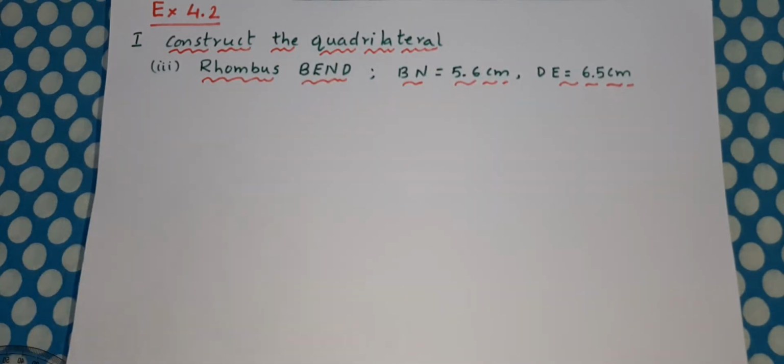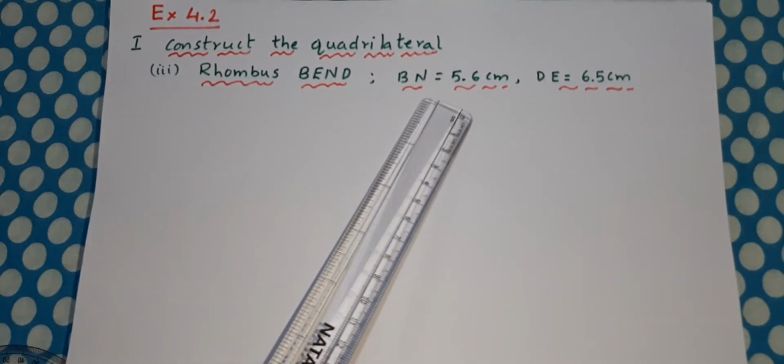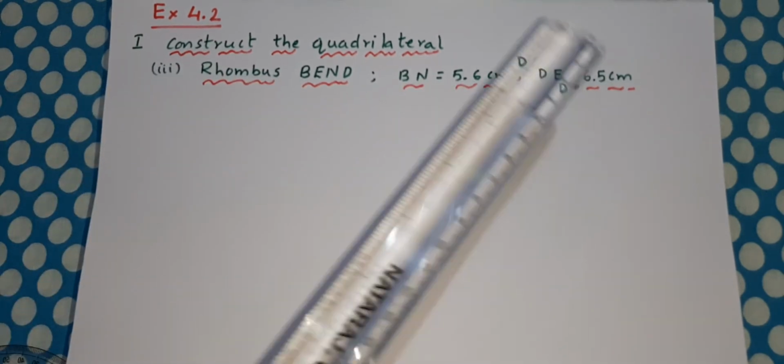Children, just now we discussed that to construct a quadrilateral, a minimum of 3 sides and 1 diagonal is required, or 2 sides, 3 sides and 2 diagonals are given. Now we are discussing 3 sides and 2 diagonals. But in this, they have given only one diagonal, BN, and as well as one more diagonal, 6.5 centimeter.